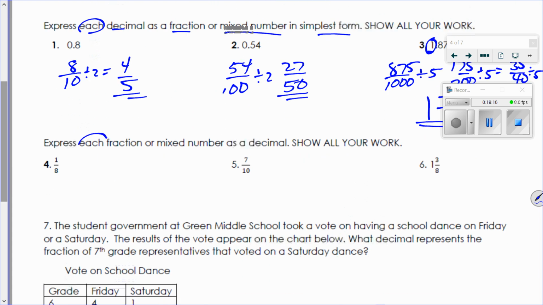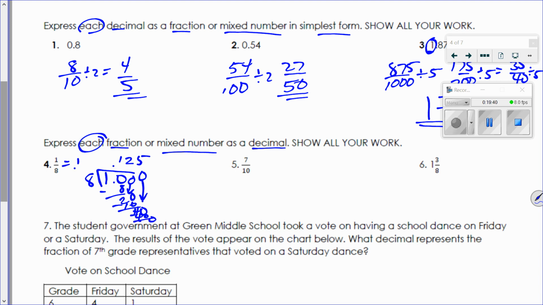Okay, express each fraction or mixed number as a decimal. 1/8. So winner goes in the house, loser's left on the outside. It's going to go once. Still not at 0, so bring down another one. It's going to go twice. Subtract 16 gives me a 4. Bring down another one, gives me a 5. So now I am at 0. So this one is 125 thousandths.